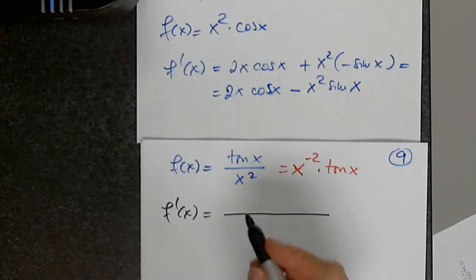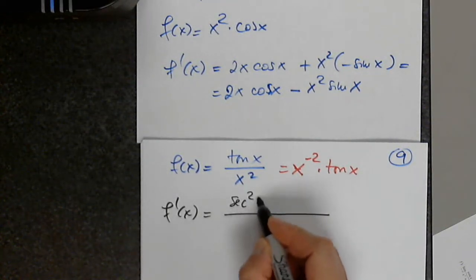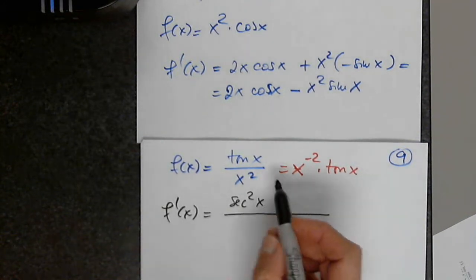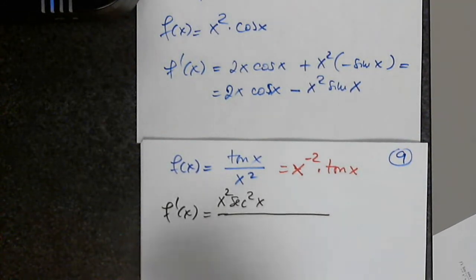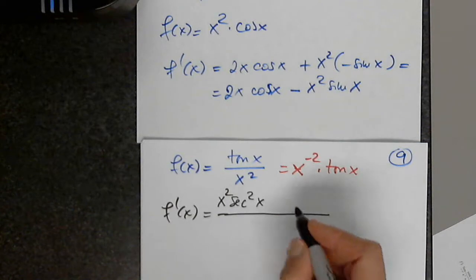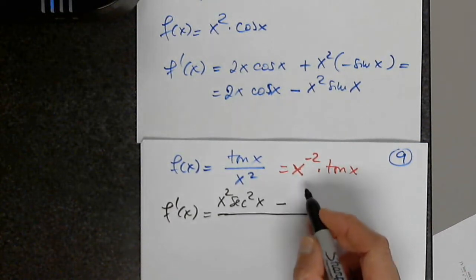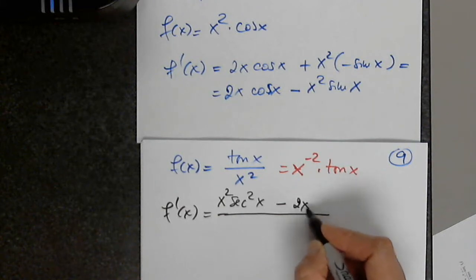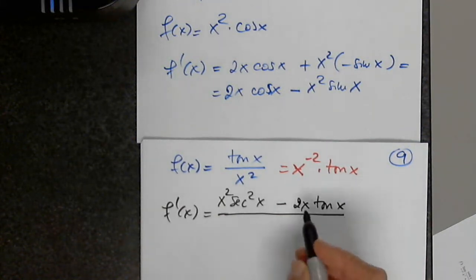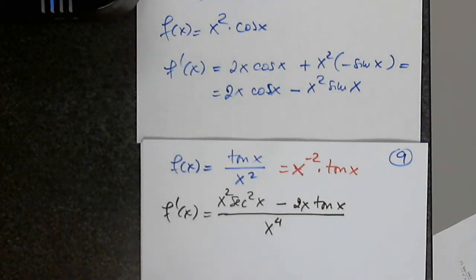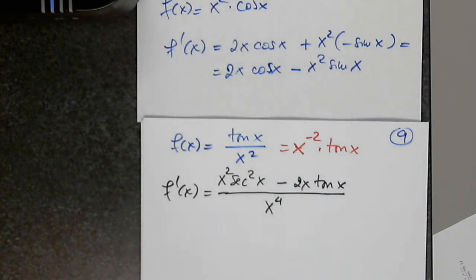Tangent prime is secant squared multiplied by x squared. I'll put it in front because I don't like to put anything after secant. And then minus top function times the bottom prime. So I will write 2x times tangent x divided by x to the fourth. Yes, I will have to factor out x and simplify it.